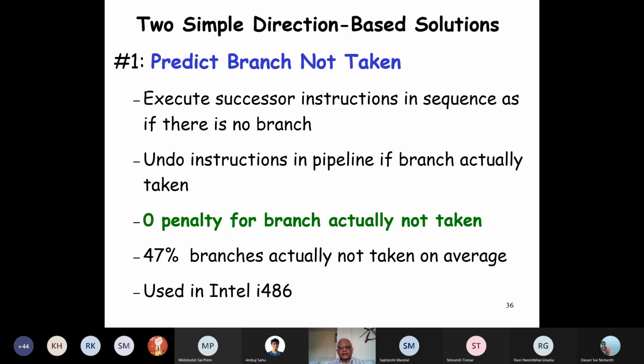Then the question is, see here, only 47% of the branches can be predicted successfully. So why didn't they use the branch taken approach? They could have predicted branches taken. Can anybody answer this question? They went for the 47% success. Why not? They could have as well used the branch taken predictor, the simple static predictor. Can anybody answer this question?